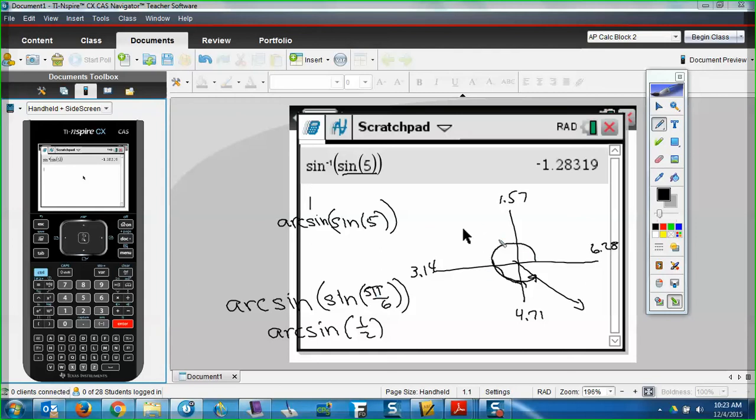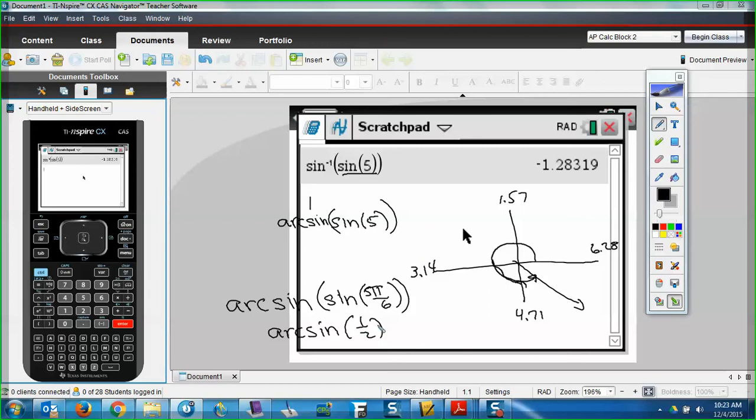5 pi over 6 would be over here. What's the sine of that? 1/2. So the sine of 5 pi over 6 is 1/2. What did we just say the arcsine of 1/2 is? Pi over 6, right? Because you can only get one answer out of a function. The arcsine is a function. Arcsine of 1/2 is pi over 6, not 5 pi over 6. And so why did we not get 5 pi over 6?